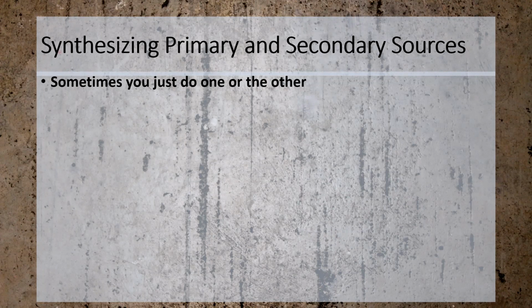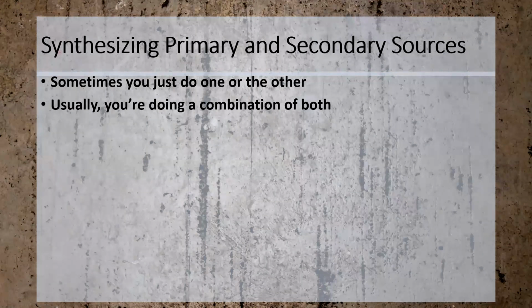But you might be told, I want you to interpret this poem. I don't want you looking at any other sources. Just look at this poem and what do you think it means just based on the text of the poem? Then that is purely primary research. It's just you interpreting a poem on your own. Oftentimes, though, especially as your work gets more advanced and complex, and especially out in the real world, usually you're doing a combination of both, right?